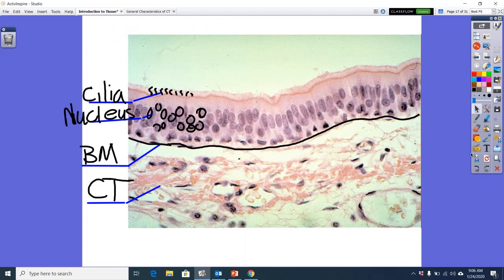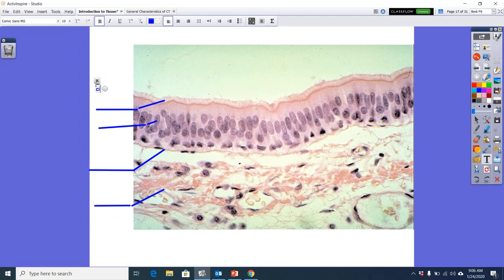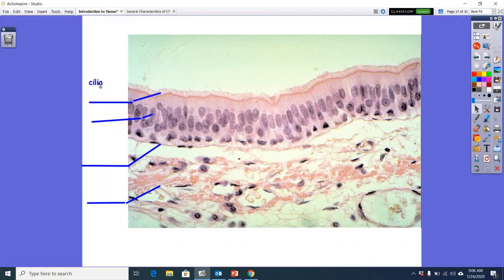If you look at this picture of pseudostratified, this is a better image than the one on the previous page, but first thing I notice are the cilia. Okay, if there are cilia, then it is pseudostratified. That's just the name of the game. I will not give you a pseudostratified epithelium that does not have cilia. So the first giveaway is cilia.